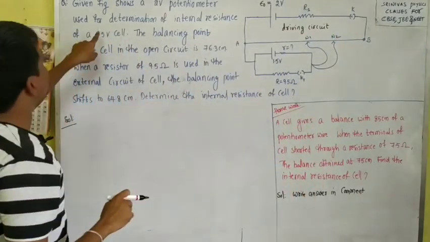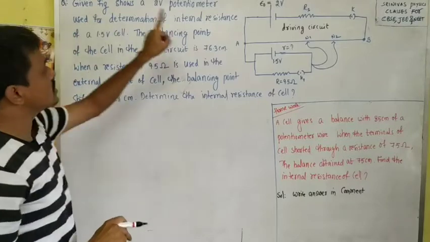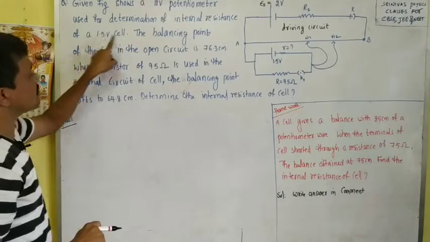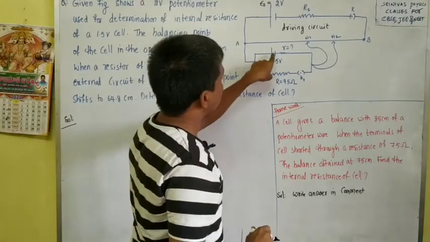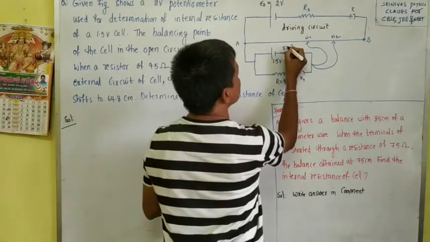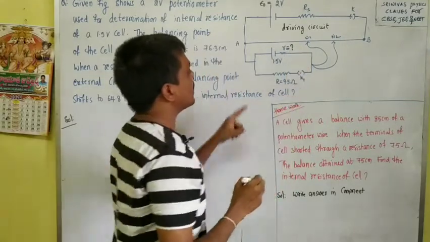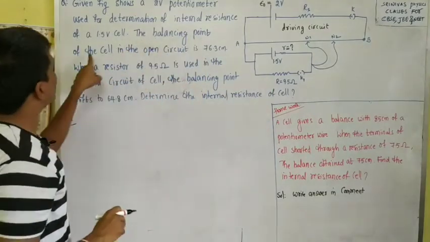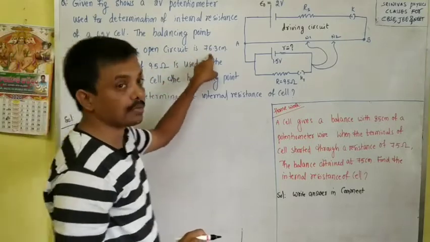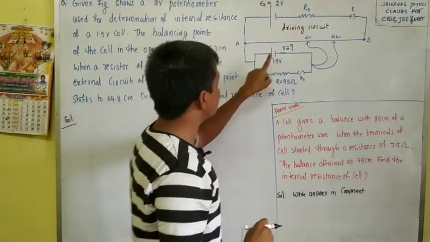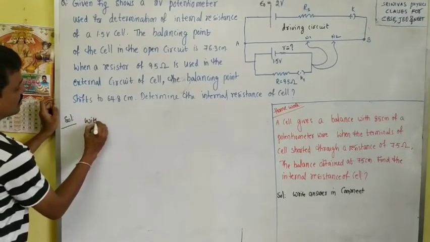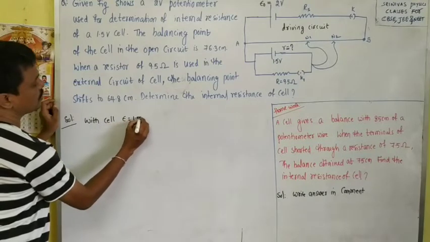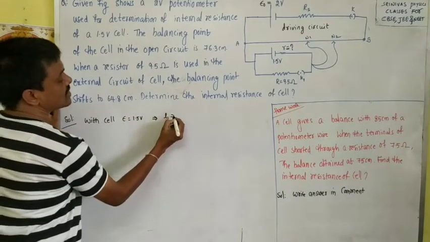And now this potentiometer is used to determine the internal resistance of a cell whose EMF is 1.5 volts. That we are connecting it here. Its internal resistance I want to determine, r is equal to question mark. First, the balancing point of the cell in the open circuit is 76.3, meaning when we use only the cell, whose EMF is 1.5 volts, the balancing length we got is what?